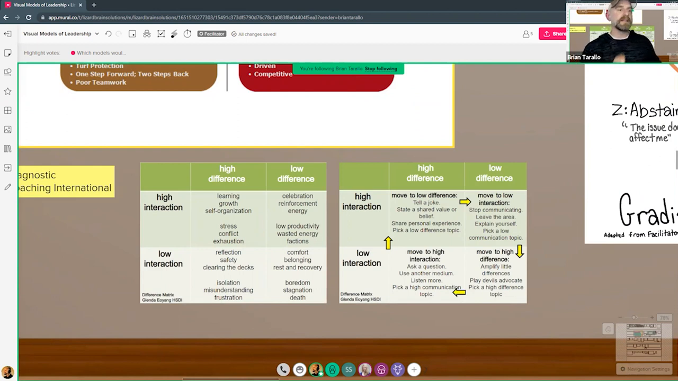What I like about Glenda Ouyang's is that the one on the right actually has suggested movements that you can apply to move a group either up or down across the model, so that they can move from one phase to another. As you were saying, if you've got a team that's over indexing, the second half of Glenda's model will tell you, okay, well, here's how to move them out of that and to get them into a different quadrant. Anyway, check it out. It's a good one.